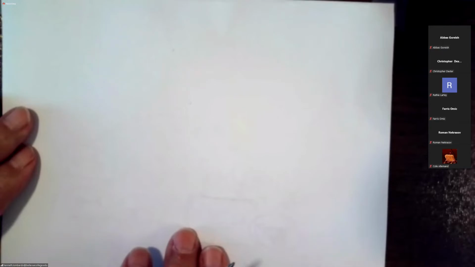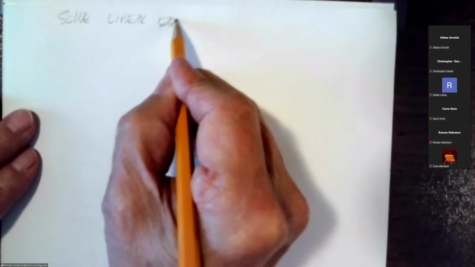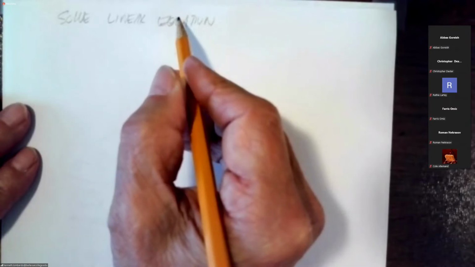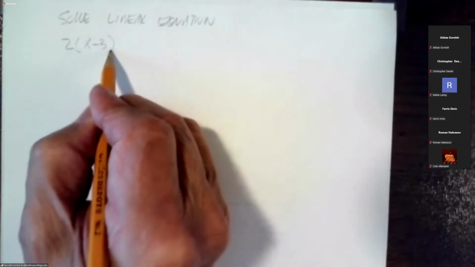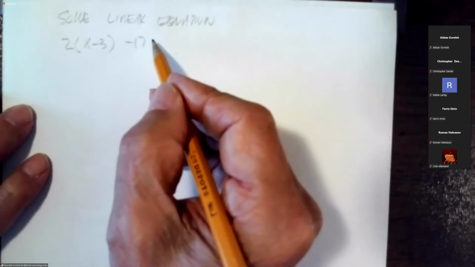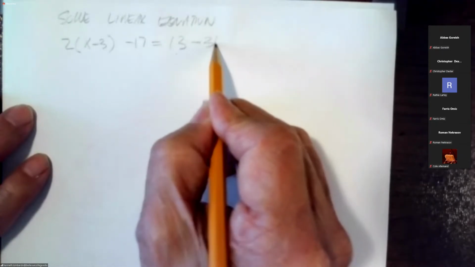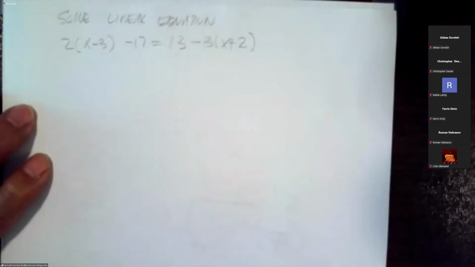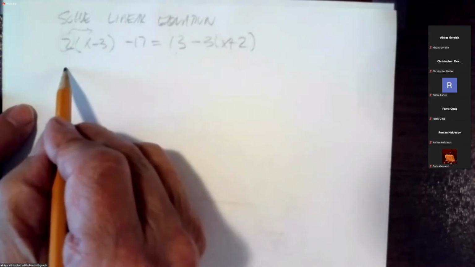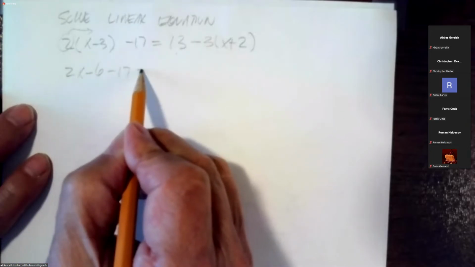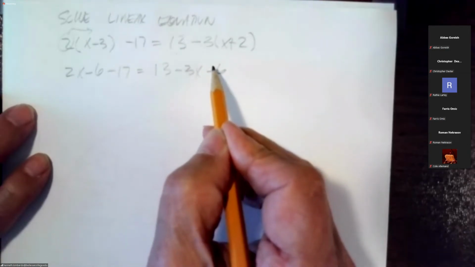So let's solve a linear equation. If I give you the equation 2 times the quantity x minus 3, and I subtract 17 from that, and I say let's set that equal to 13 minus 3 times the quantity x plus 2. So I distribute this 2, and that looks like 2x minus 6 minus 17. And the right side, 13 minus 3x minus 6.